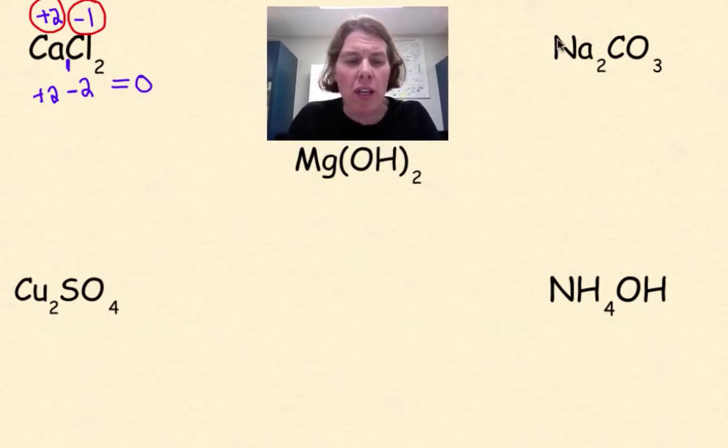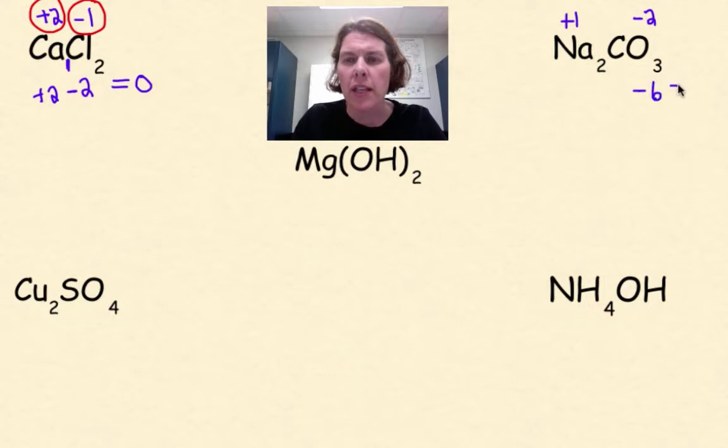Let's look at this one right here. This is sodium carbonate. Now sodium only has one charge associated with that, and that is +1. So I'm going to write that over the top. Carbon's a little dicey. There's multiple oxidation states for carbon, so I'm going to leave that alone for right now. And I'm going to go with the assumption here that oxygen is going to be -2. So I'm going to write a -2 over the top here. So -2 times 3 gives me -6. This whole thing is going to equal 0. 1 times 2 gives me +2.